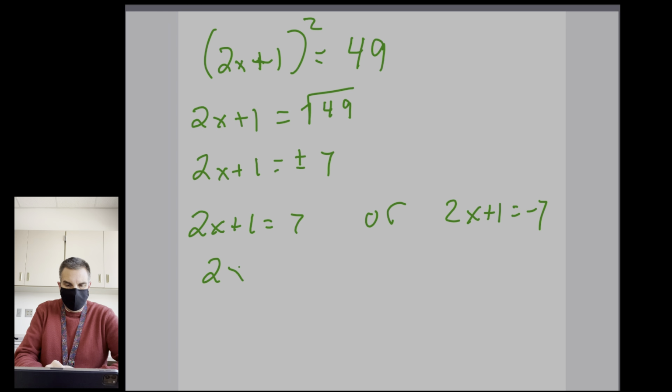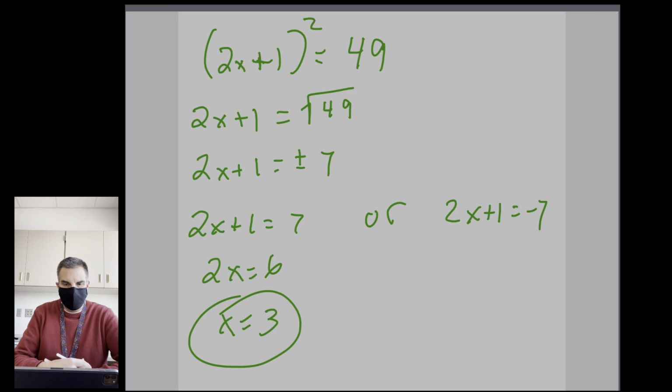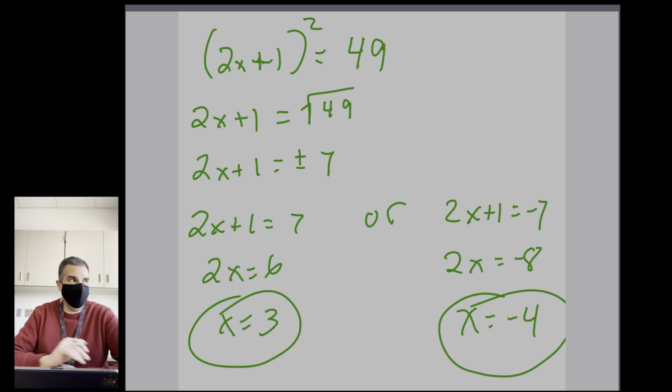Subtract 1, divide by 2, x is equal to 3. Subtract 1, divide by 2, x is equal to negative 4. So two solutions for that one as well. And again, you can always check these to make sure that you are working out like it needs to be. So that's the second type of problem.